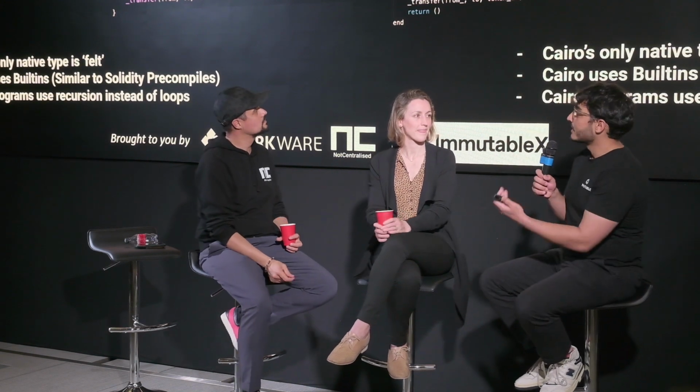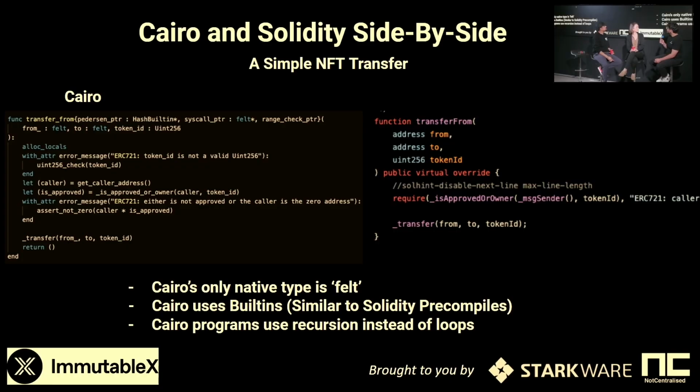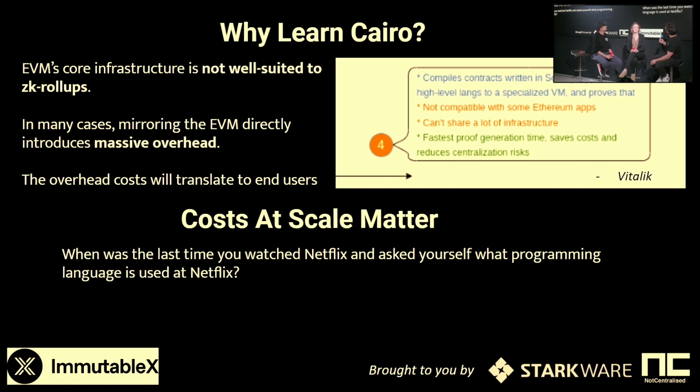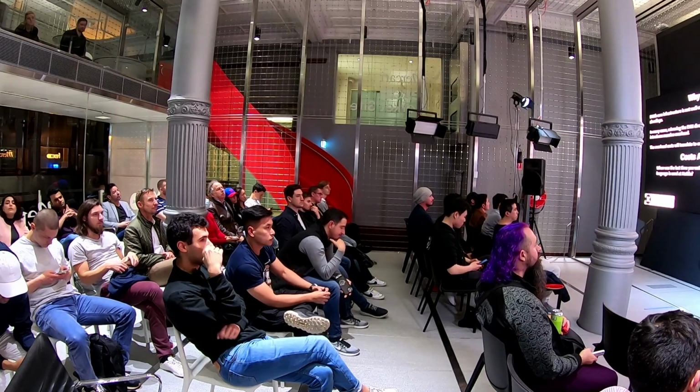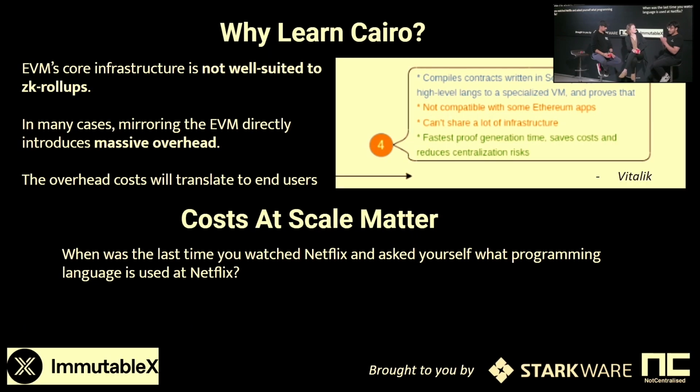Cool. So now that we've seen Cairo and Solidity, let's move on. Why learn Cairo? This is a conversation that often comes up now that we've seen a few ZK EVMs as well. Have some of you guys heard of ZK EVMs? Show of hands. Yeah, I see a few nods, nice. The reasons here are outlined. The core infrastructure, the EVM architecture, is not well suited for ZK rollups. When we try to build circuits using an EVM architecture, the proofs are much larger, much harder, and much more expensive as well. And those costs are going to carry on to end users.